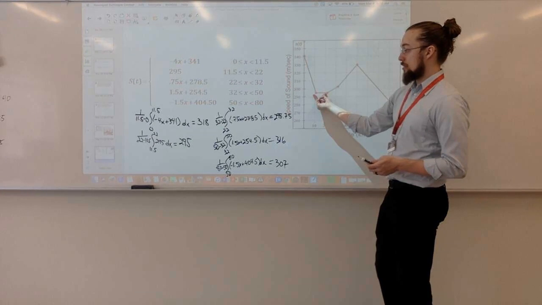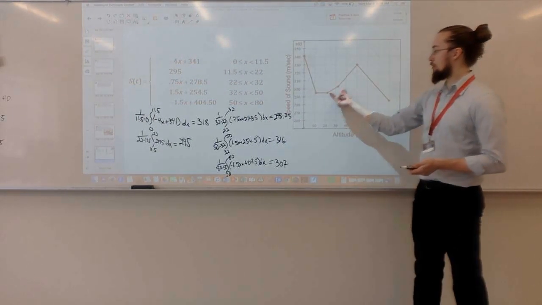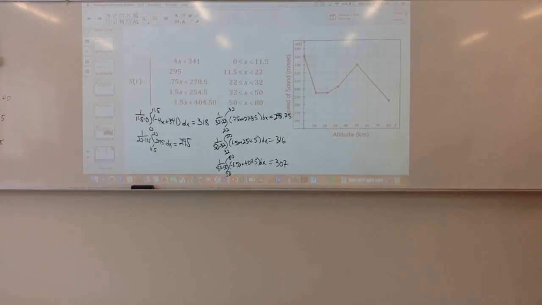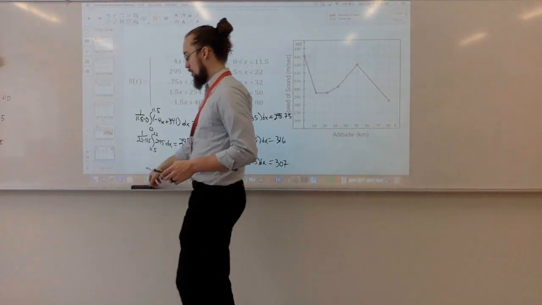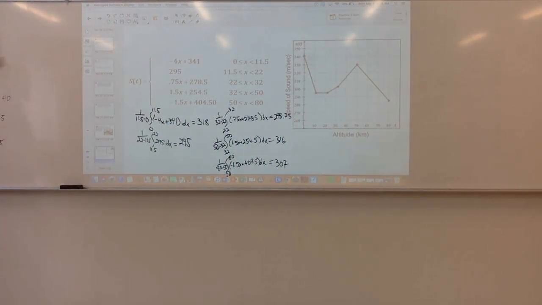This one has 11.5, this one was 9.5, this one has an interval of 10, this one's 18, this one's 30. So that'll get me really close, but it's not going to get me the exact average value. How could I get the exact average value?